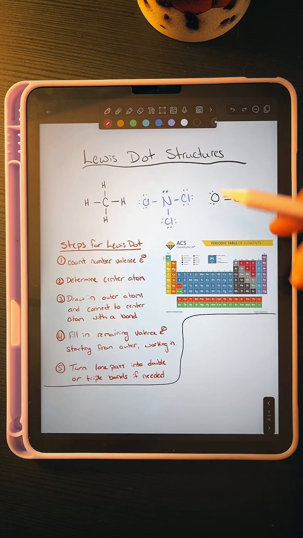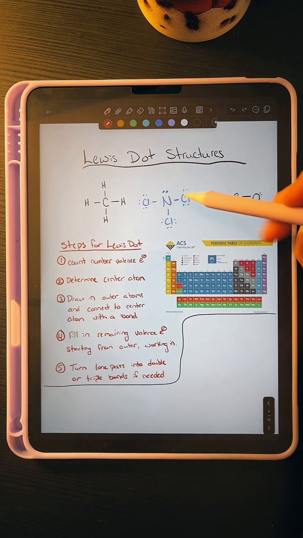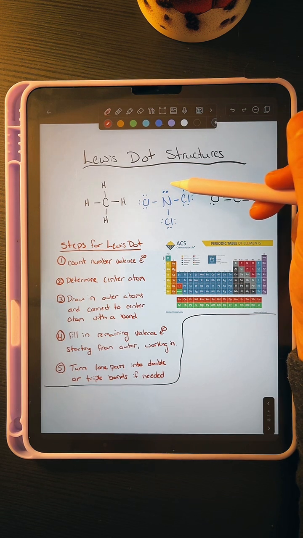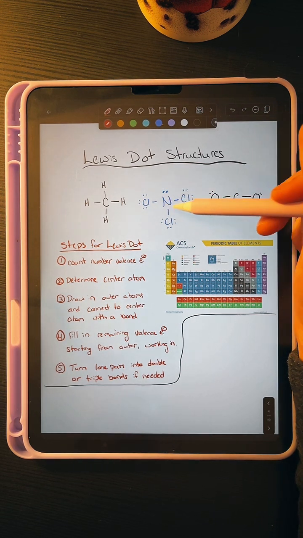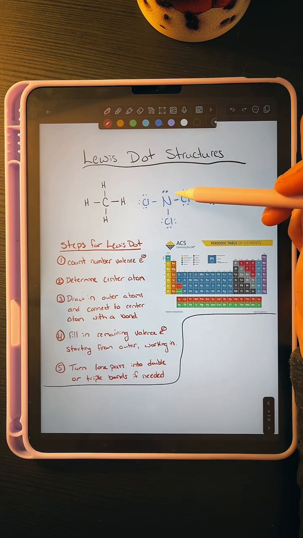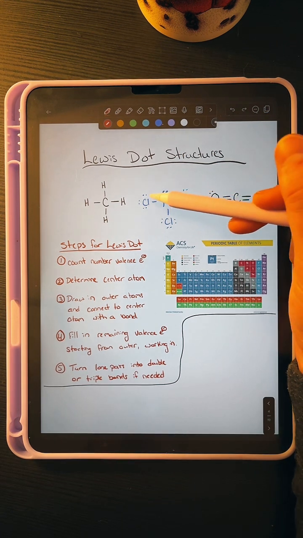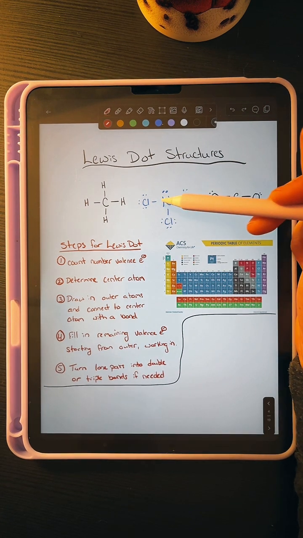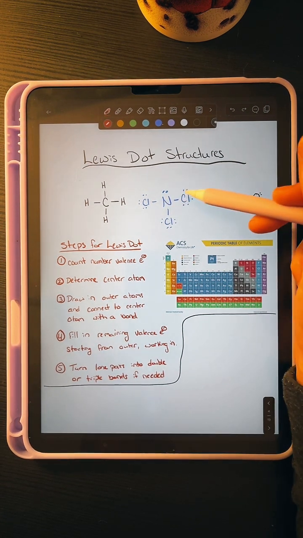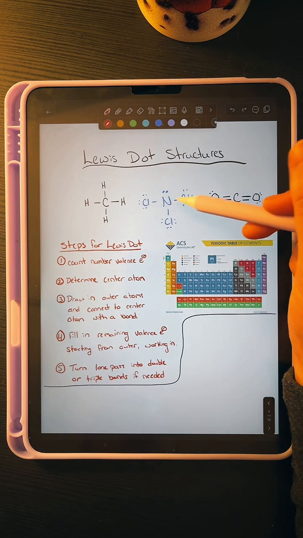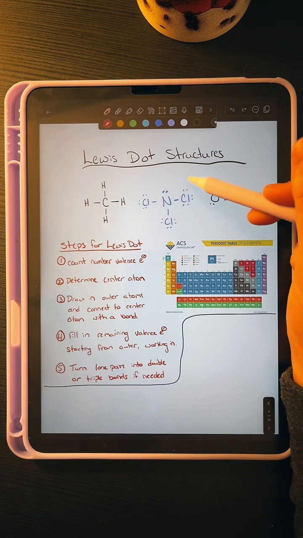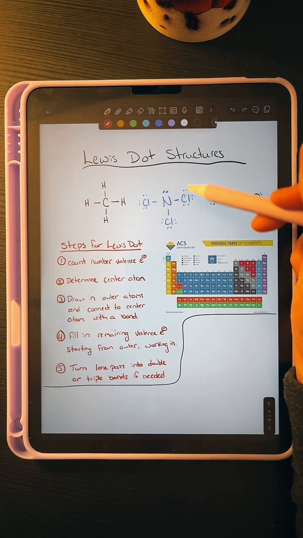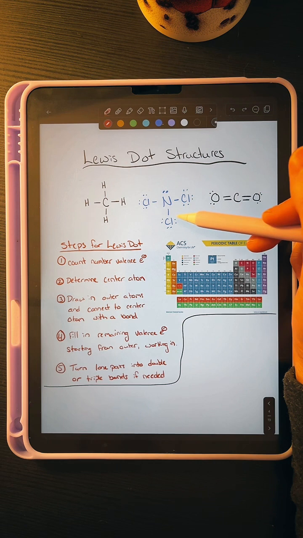Let's take a look at this nitrogen here. Nitrogen, it's the center atom. It has 2 lone electrons and then 3 bonds. Each one of those bonds has 2 electrons, so 2, 4, 6, 8. This nitrogen has a full octet. Same with each of these chlorines, right? We have 1 bond with 2 electrons and 2, 4, 6 other lone electrons. So we have a total of 8 electrons.